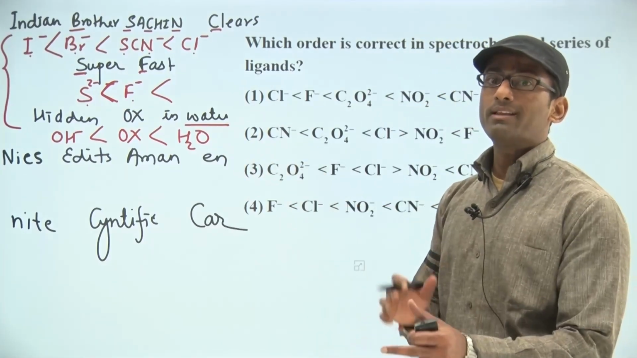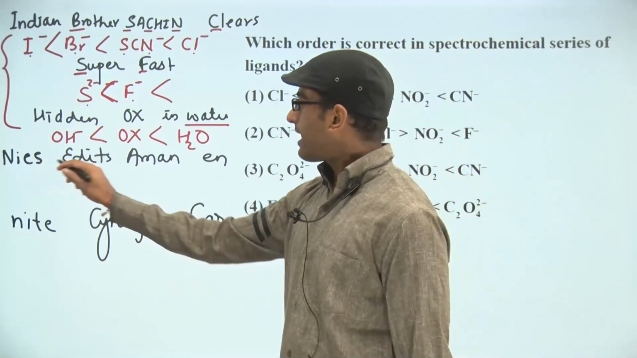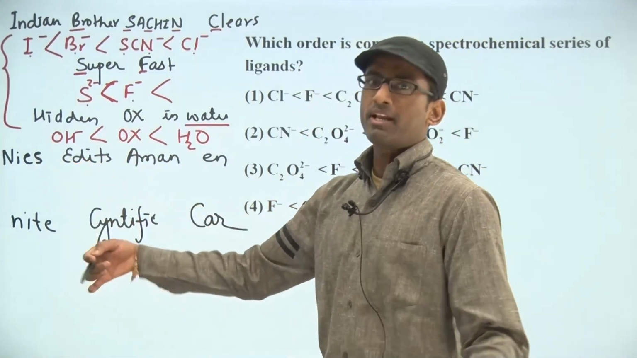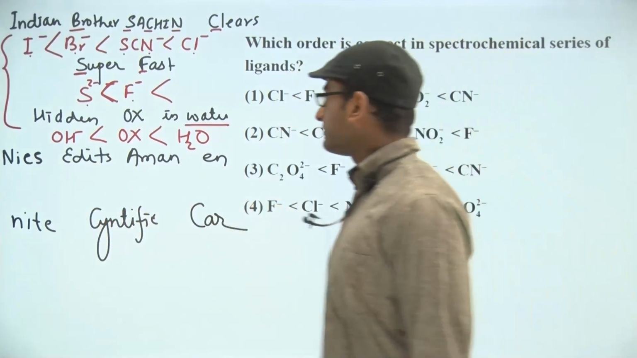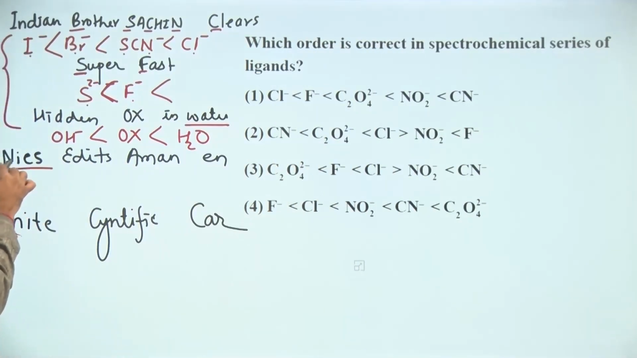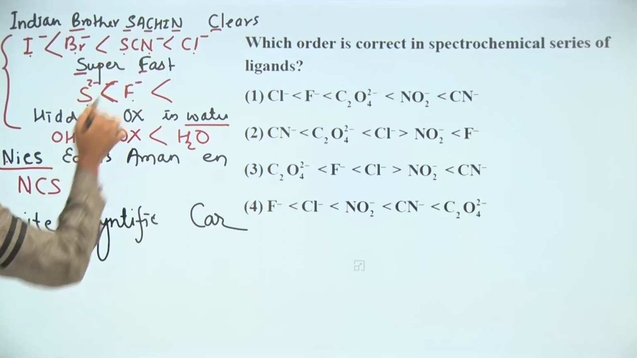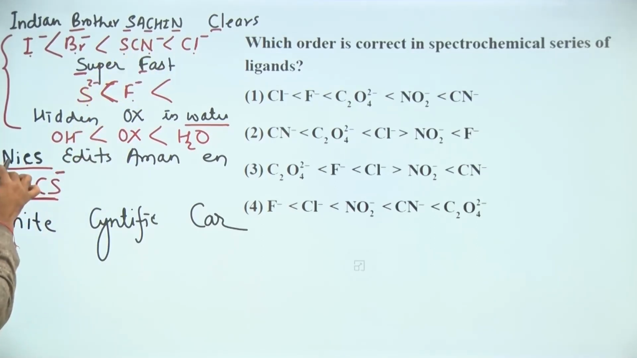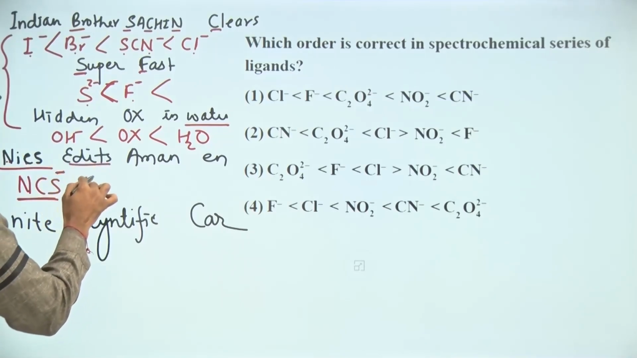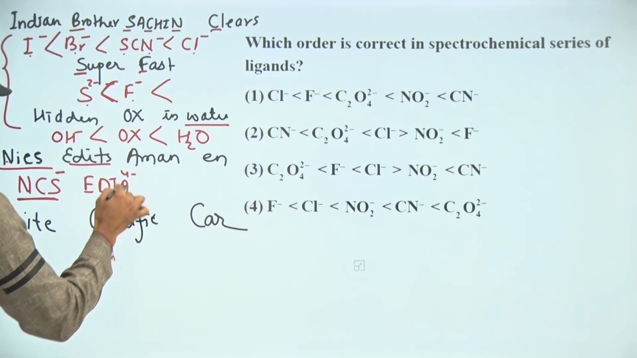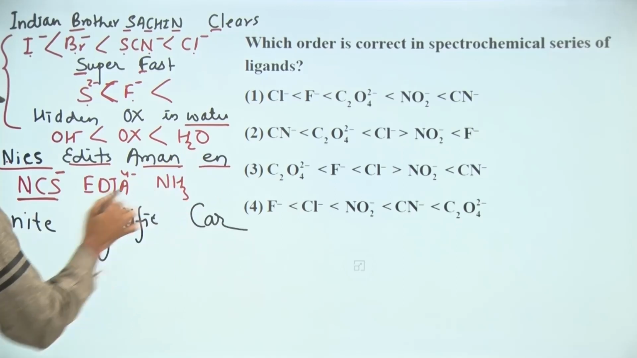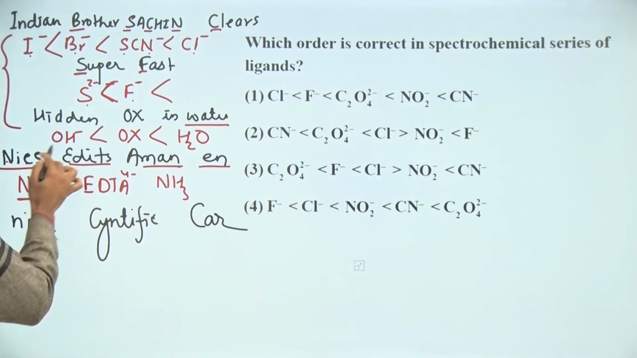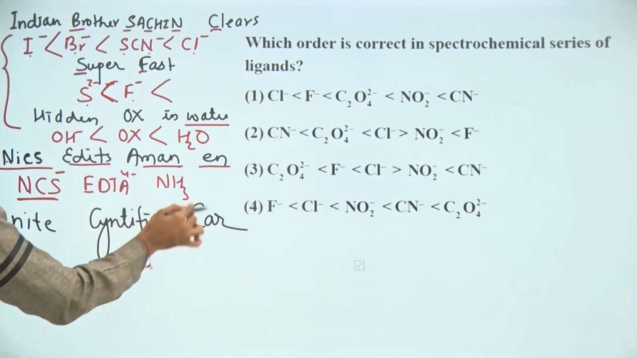So what we'll do is edit to make them common. Nix edits Aman in Knight Scientific Car. Nix may be the name of any person. So Nix: NCS, the isothiocyanato, as opposed to SCN thiocyanato. Edits: EDTA. Aman: amine. Nix edits Aman in Knight Scientific Car.